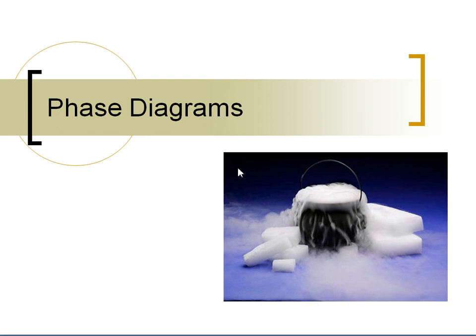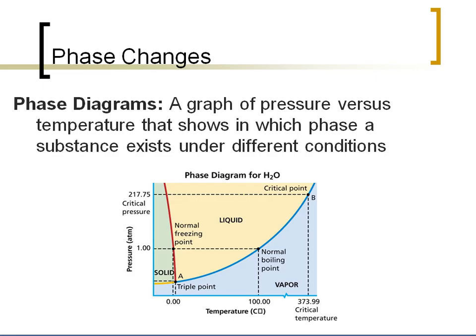Alright, phase diagrams. Okay, a phase diagram is a graph of pressure versus temperature that shows in which phase a substance exists under different types of conditions. A familiar kind of phase diagram is the one for water, which you can see in this little graph. More often than not, hopefully, it will be a colorful one. If not, it'll just be a bunch of lines.